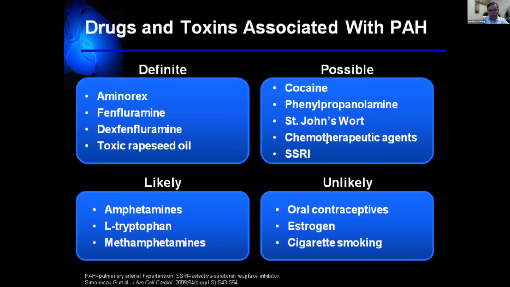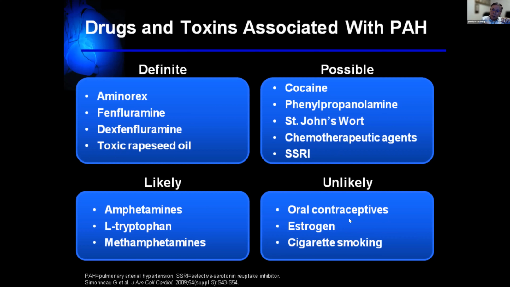L-tryptophan, possible causes like cocaine, St. John's wort, SSRI. The unlikely are the oral contraceptive, estrogen, and cigarette smoking. Well, I have to say the oral contraceptive can lead to thrombosis, like pulmonary embolism, like the case that I showed you earlier, the lady with clot in the central pulmonary artery from taking oral contraceptive. So you have to be careful.